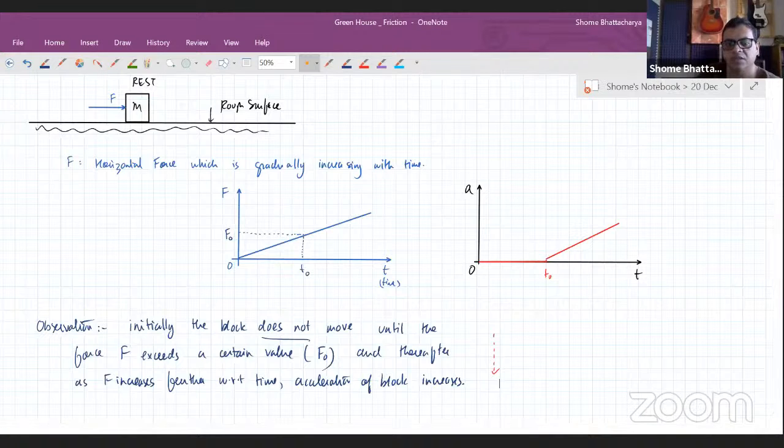Yes, there is a sudden acceleration when the force exceeds f naught. I will explain why that happens.